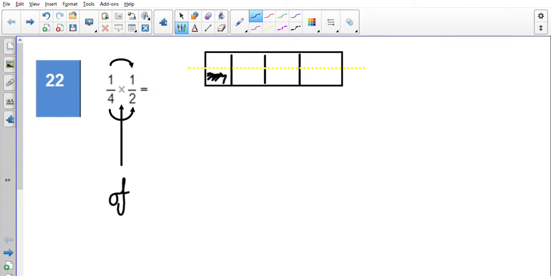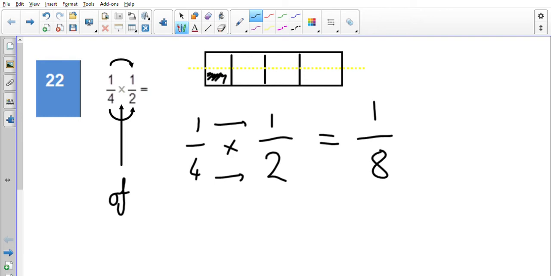1/8, because I have 8 equal parts now, which is the same as doing the top times the top and the bottom times the bottom. So I do 1 times 1, which is 1, and I do 4 multiplied by 2, which is 8. Okay, so a quarter times a half is 1/8.